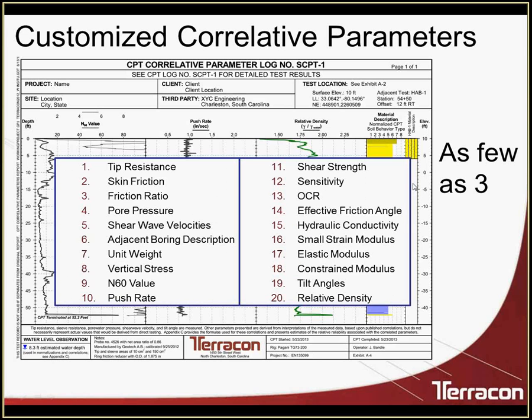Now your correlative parameters, you can go in and choose from these 20 items. You'll notice some of them are actually measured. You can choose to display those, but many of them are calculated based on published formula.